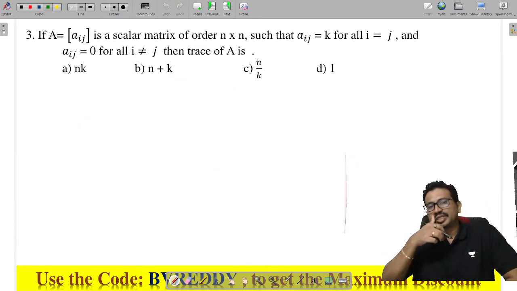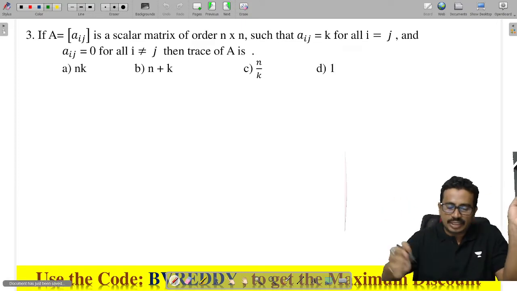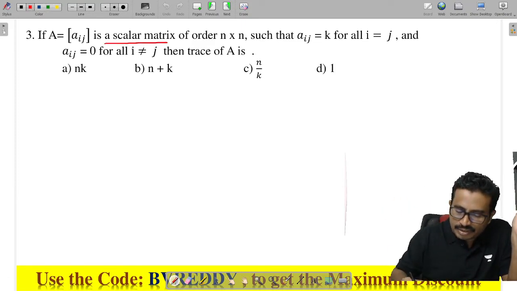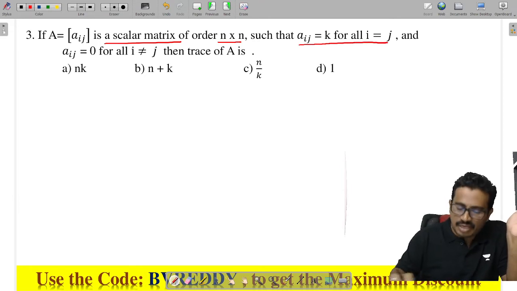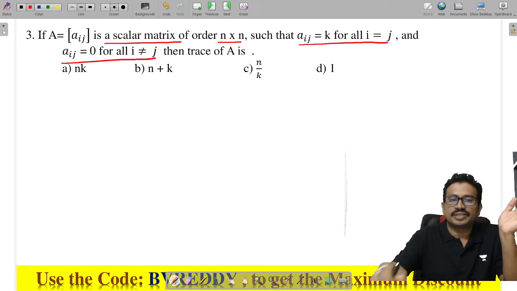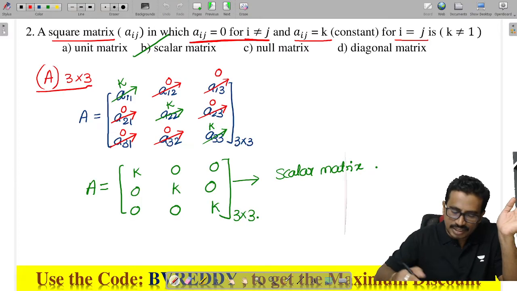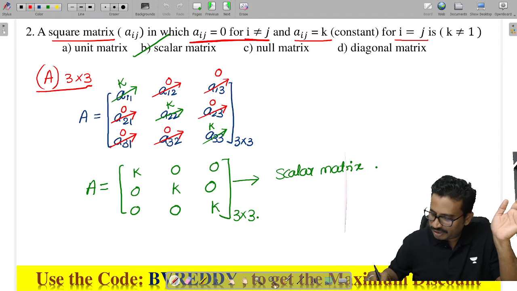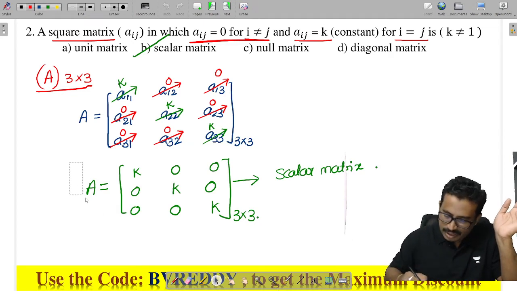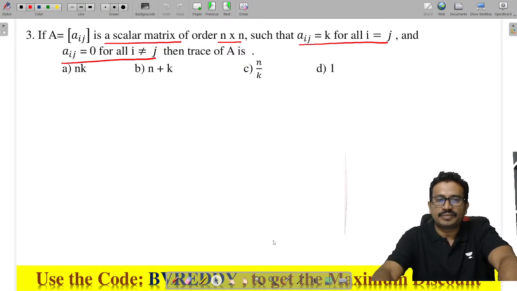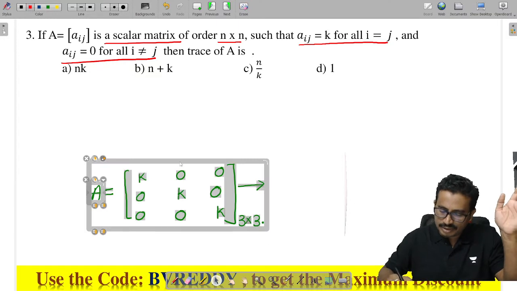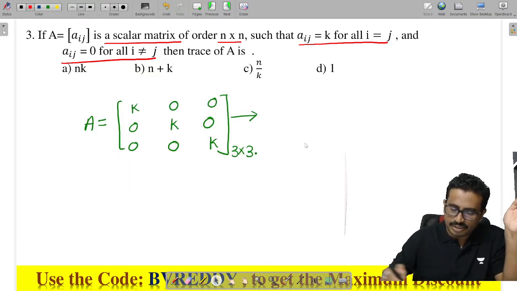Next, see the next problem, and this problem is also similar to the earlier one. The square matrix is of order n cross n, where aij equals k for i equal to j, and equals 0 when i is not equal to j. So this is exactly the same data provided in the previous problem. Now I can simply copy this and consider the matrix like this, a 3 cross 3 matrix.